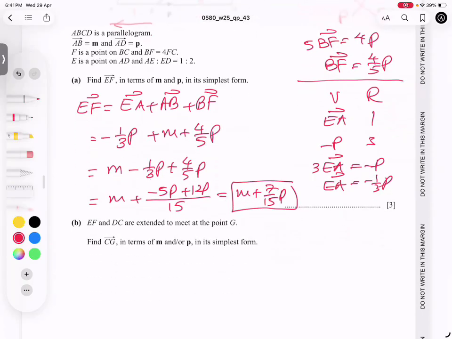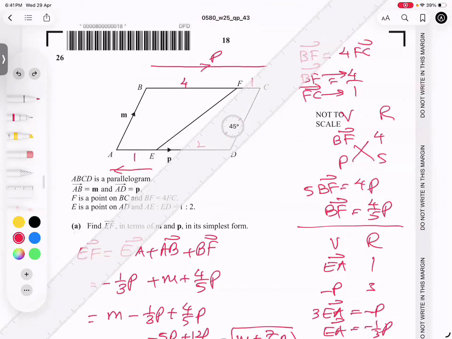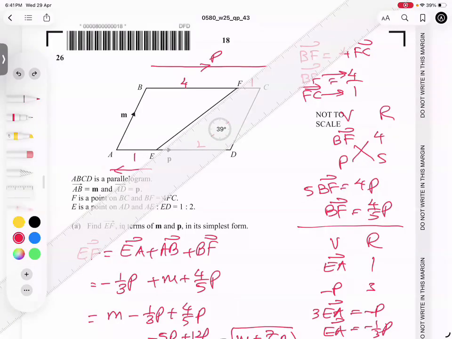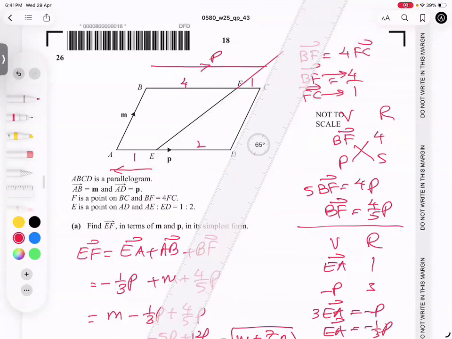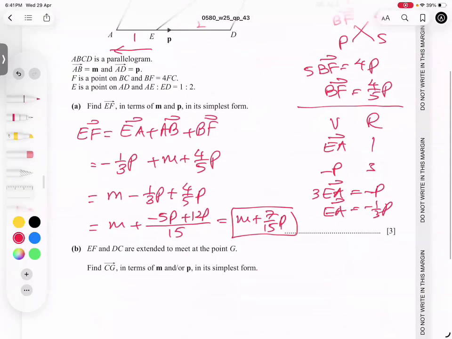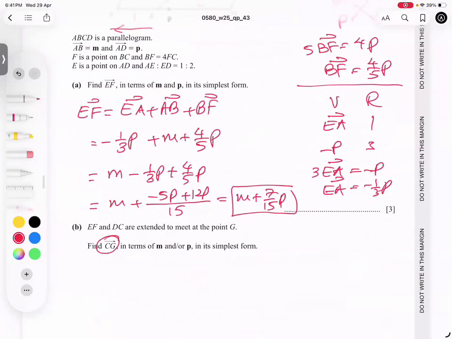Second part, he said EF and DC extended. So I have to extend EF. Okay, let's see now, students. EF extended. So look, I'm extending now. And DC extended also. And if we check it, they meet here. They said they meet at a point G. So this top point is G. He is asking to find CG.